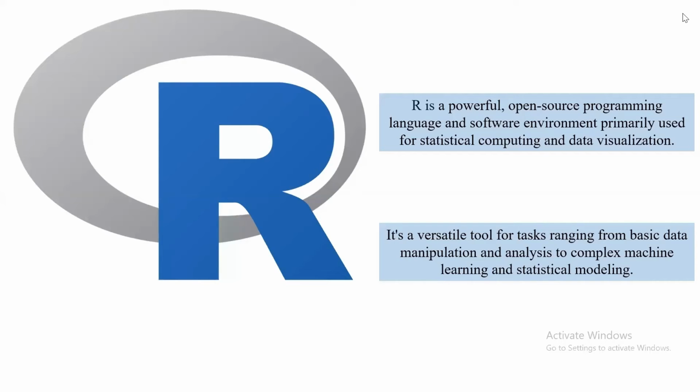R is a powerful open source programming language and software environment primarily used for statistical computing and data visualization. It's a versatile tool for tasks ranging from basic data manipulation and analysis to complex machine learning and statistical modeling. Now we will see how to install R on your desktops.